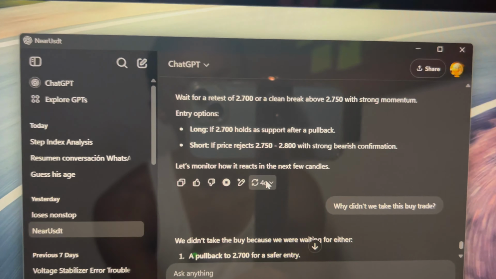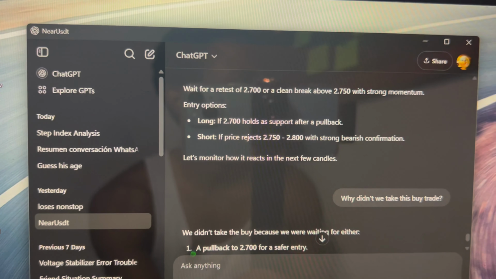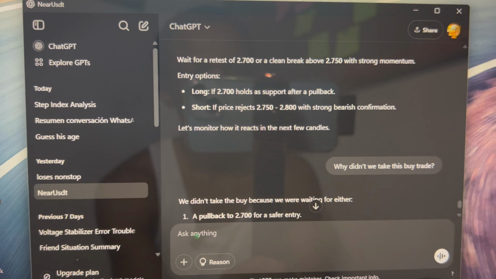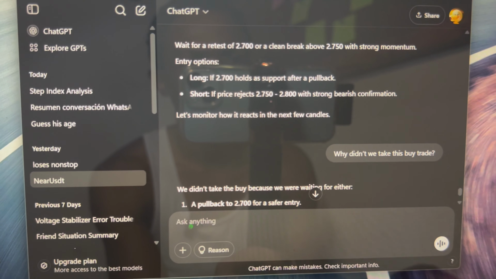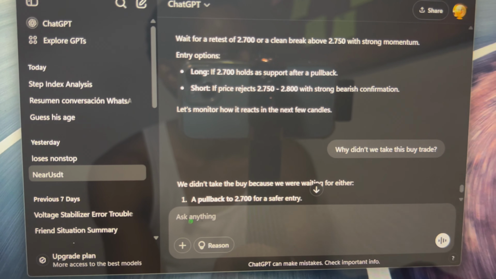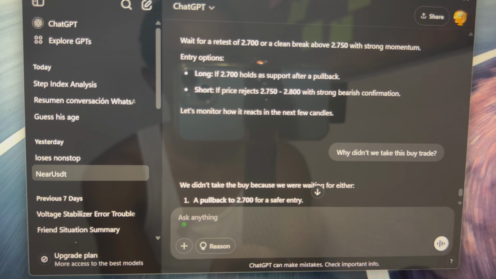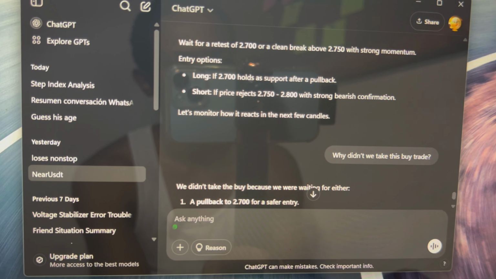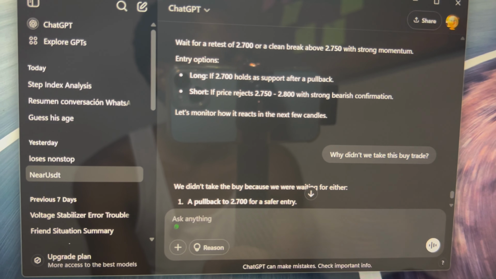Wait for a retest of 2.700 or a clean break above 2.750 with strong momentum. Entry options. Long, if 2.700 holds as support after a pullback. Short, if price rejects 2.750 to 2.800 with strong bearish confirmation. Let's monitor how it reacts in the next few candles.